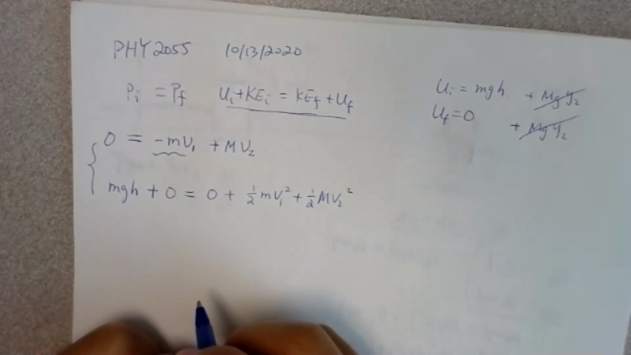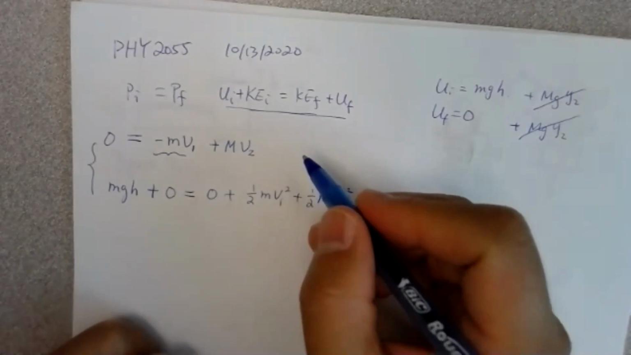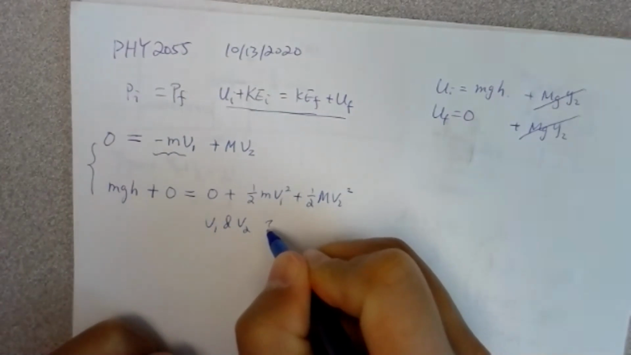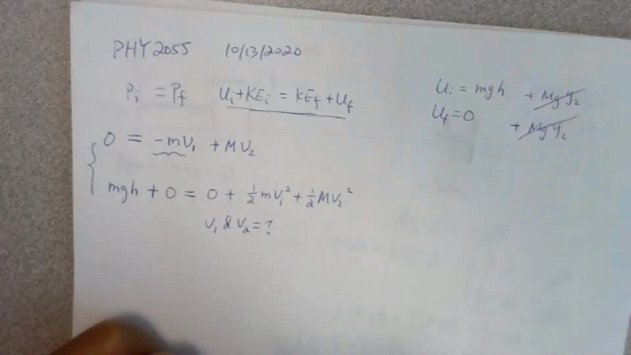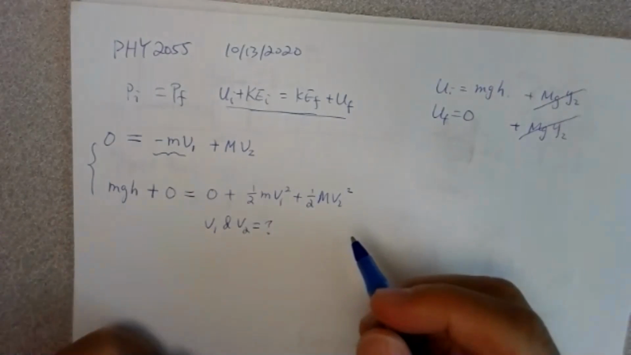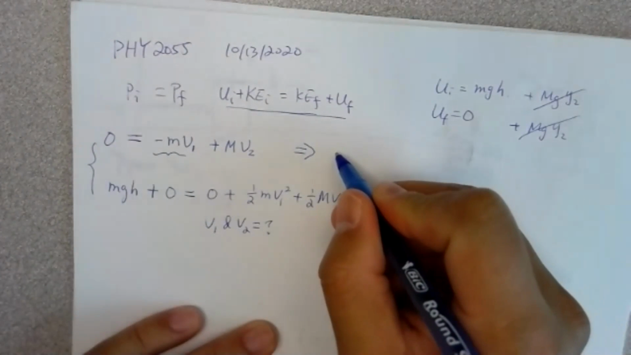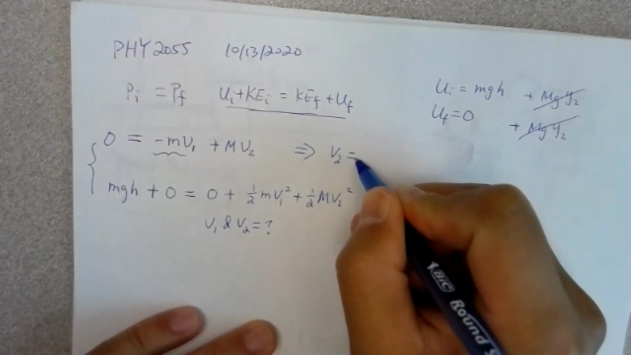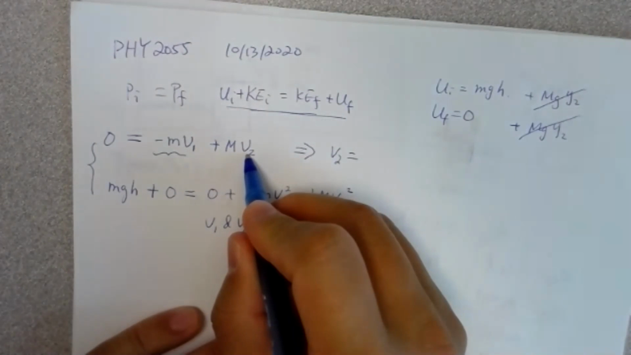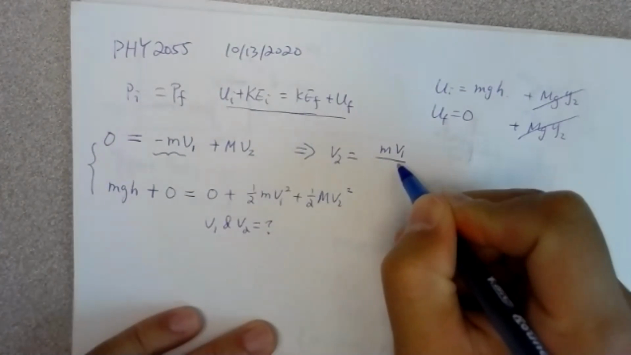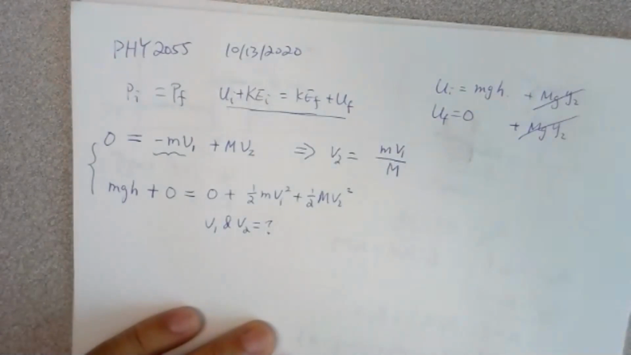Okay, so to do that, v1 and v2 are the unknowns, okay? And then the rest you can treat as knowns because they are given in the problem, okay? So then you write one unknown in terms of the other one. In this case, you can write v2 in terms of v1. So then v2 in terms of v1 should be small m v1 divided by capital M, okay?